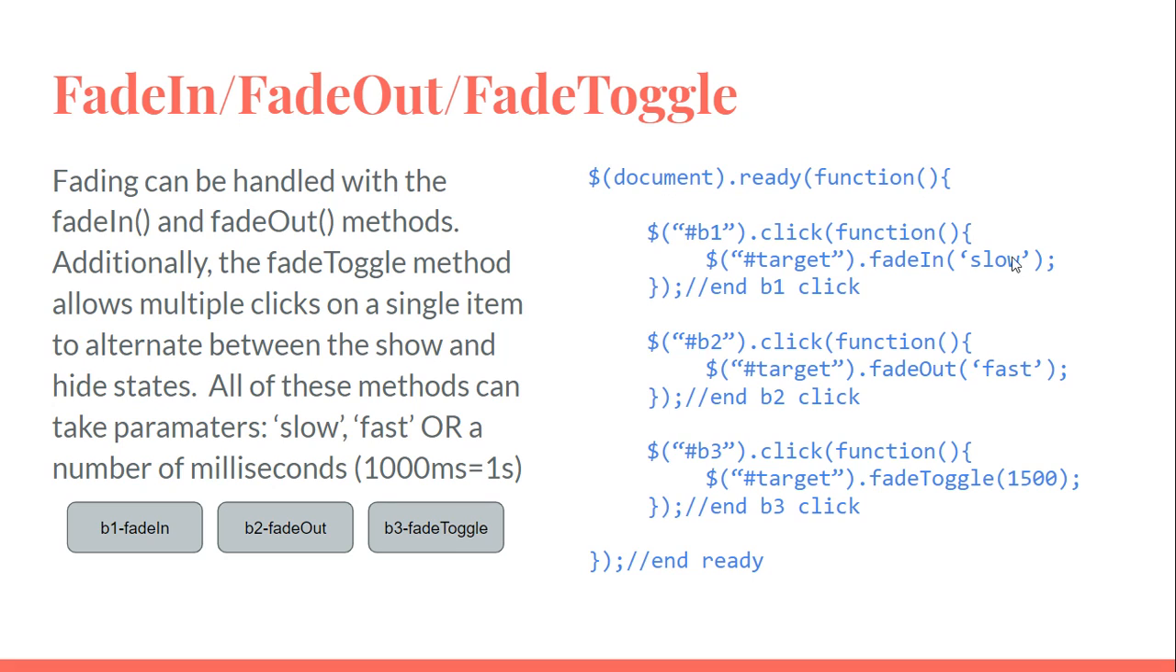So right now I've got a slow fade in, which will be just a little more than half a second. So here's my slow fade in, just a little more than half a second to fully fade in. Then when I click button 2, we're going to call fade out fast, which is 200 milliseconds or 1/5 of a second. And now I've got this fade toggle working on 1500 milliseconds, which is 1.5 seconds. And again, just like toggle, it alters the state. So it's currently hidden. Now it will appear.